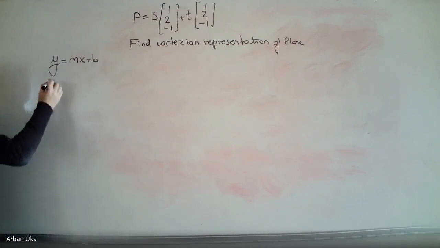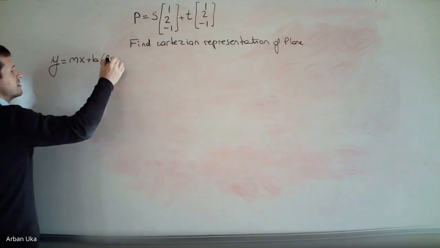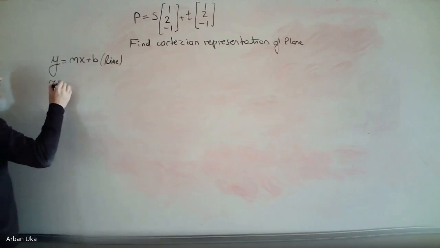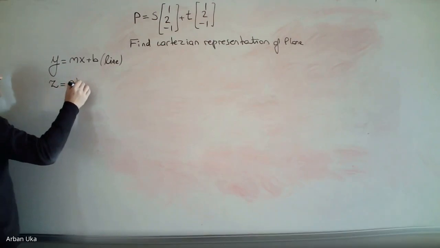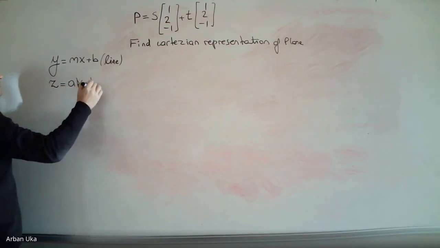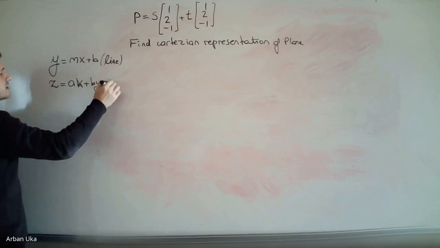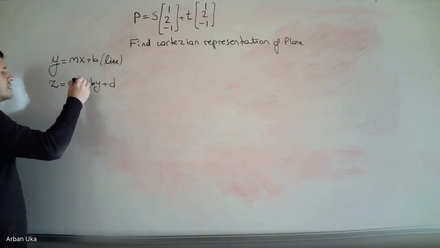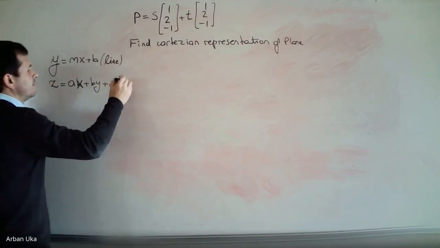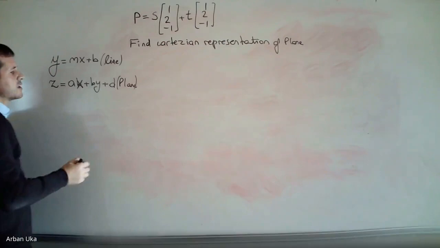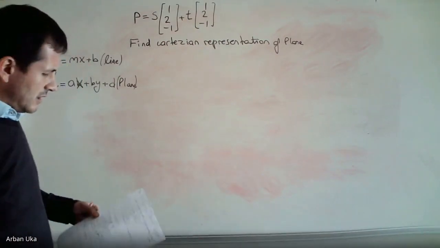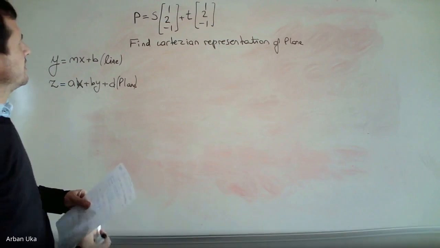The equation of a plane is anything that looks like this: z is equal to ax plus by plus d, where a, b, d are constants and x, y, z are the coordinates. So this is the plane. We are looking for an expression which looks like this to some degree.